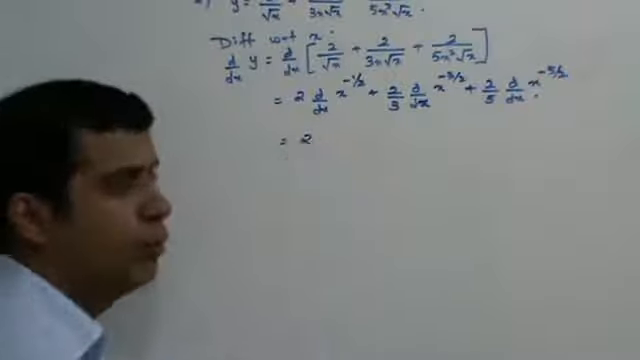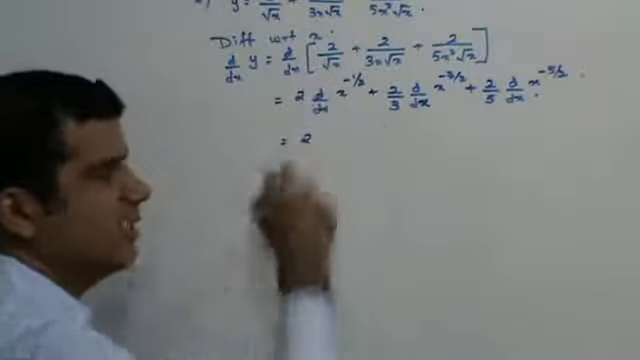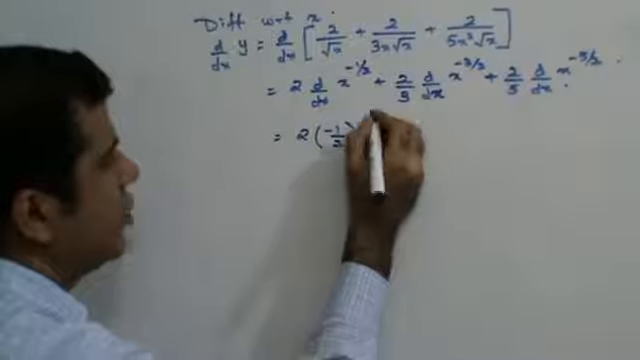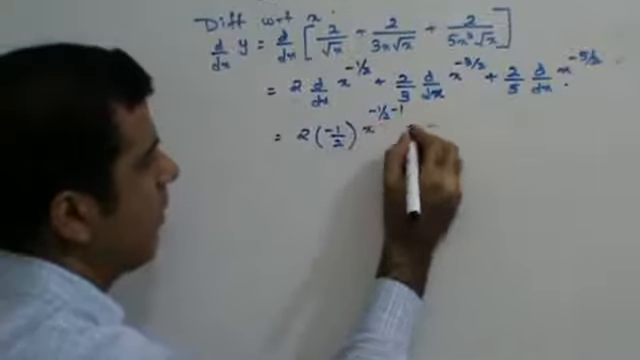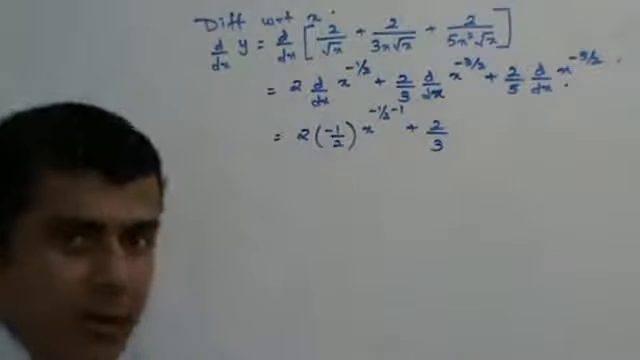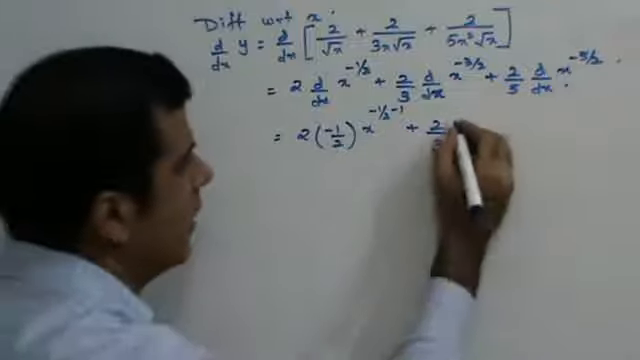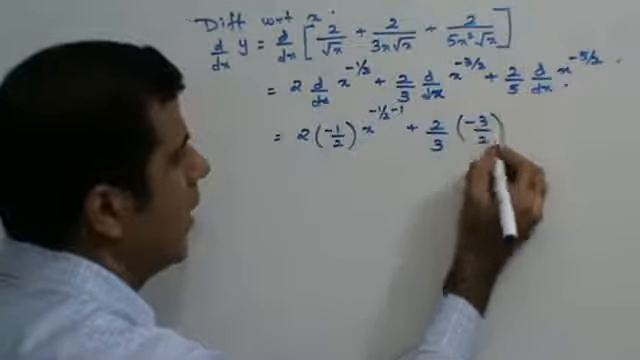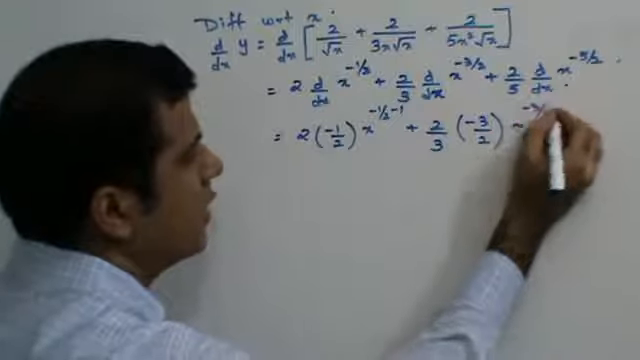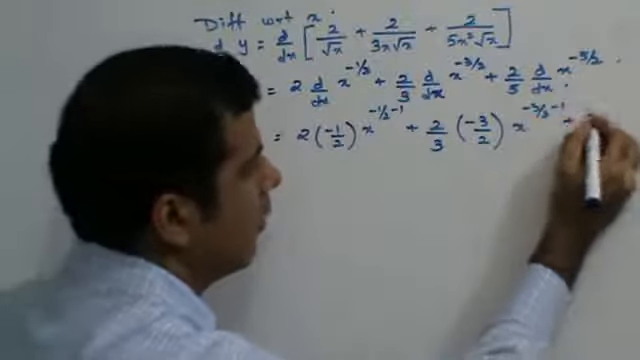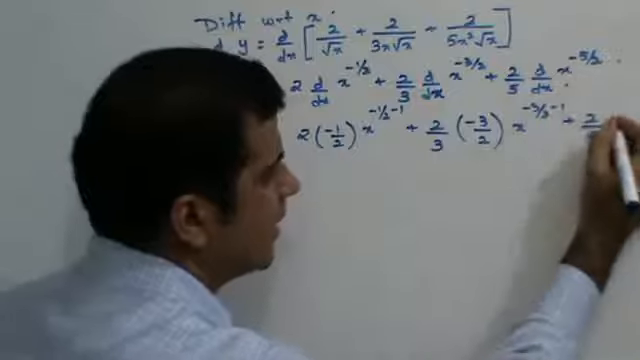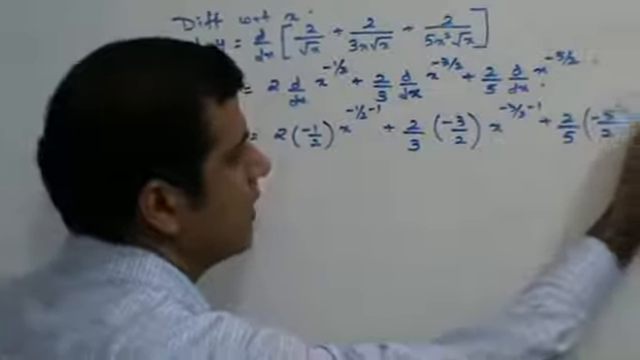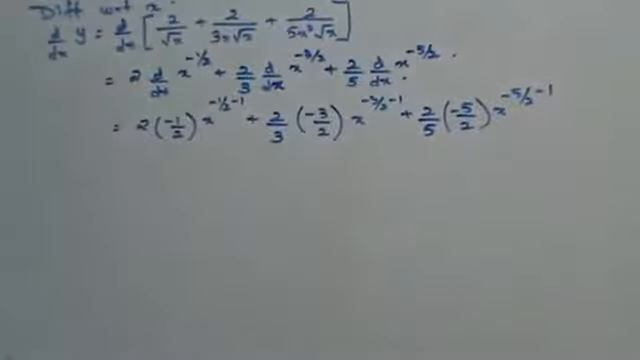This is going to be 2 d by dx of x raised to n, which is nothing but n x raised to n minus 1, plus 2 by 3. Same formula again, d by dx of x raised to n is nothing but n x raised to n minus 1. Similarly, same formula again, d by dx of x raised to n is nothing but n x raised to n minus 1. Fine, do we get this thing here?